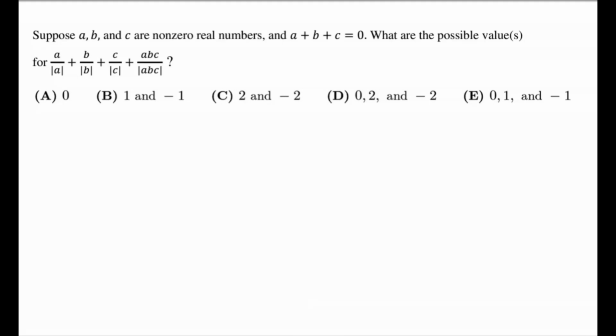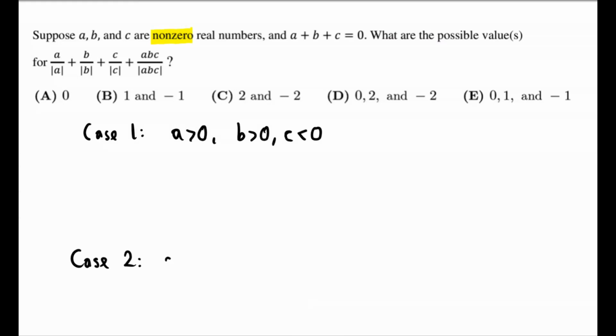So we're given that A, B and C are all non-zero, and if they are to add up to 0, then either two of them are going to be positive and one's going to be negative, or two of them are going to be negative and one's going to be positive. So we can assume, without loss of generality, that for our first case, A is larger than 0, B is larger than 0, and C is less than 0. And for case 2, A is less than 0, B is less than 0, and C is larger than 0. So let's start with case 1.